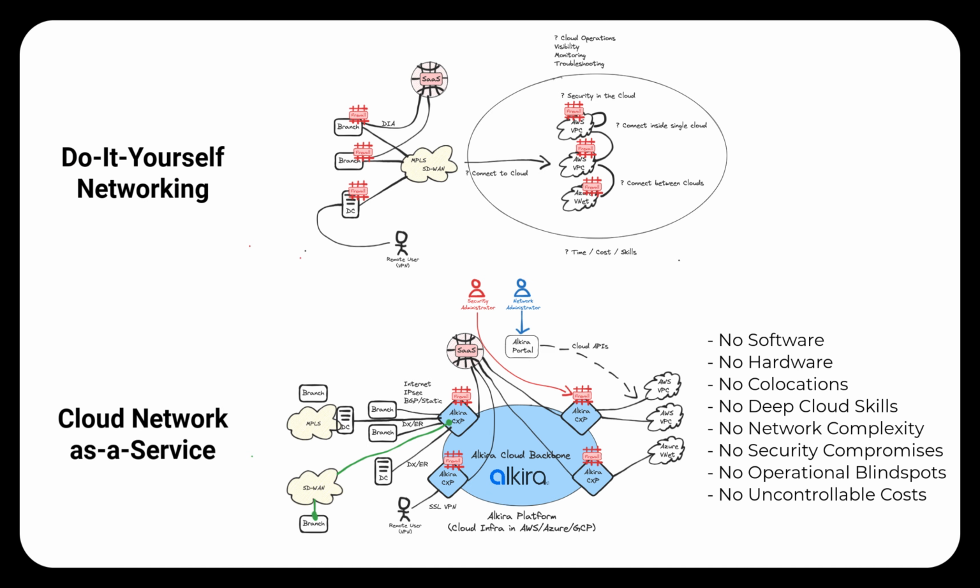As you can see, there is a clear differentiation between the do-it-yourself software and hardware-based network solutions and the Alkira Cloud Network as a service. The key elements are no software, no hardware, no co-locations, no deep cloud skills, and ultimately no network complexity, no security compromises, no operational blind spots, and no uncontrollable costs.